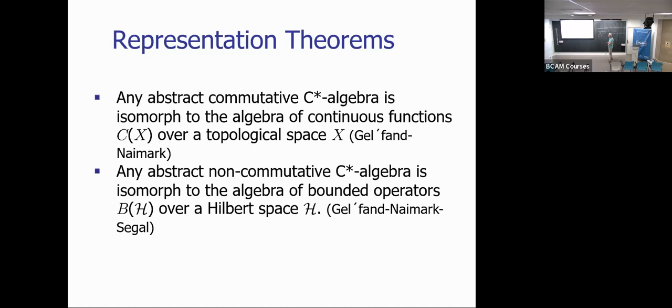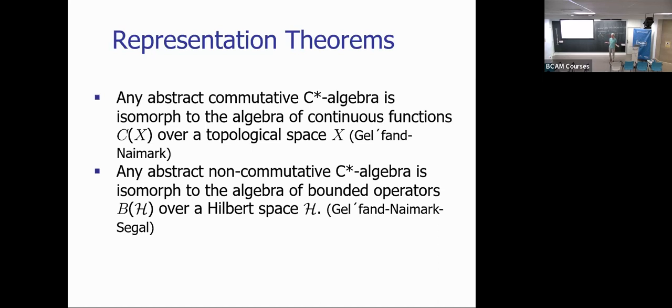And moreover, any abstract non-commutative C-star algebra is in fact isomorphic to the algebra of bounded operators over some suitably chosen Hilbert space. And this has been proven by Gelfand, Neimark, and Segal. And this is an important construction for the effective construction of such representations. And I will come back to this at the end of my lecture because it's so important.